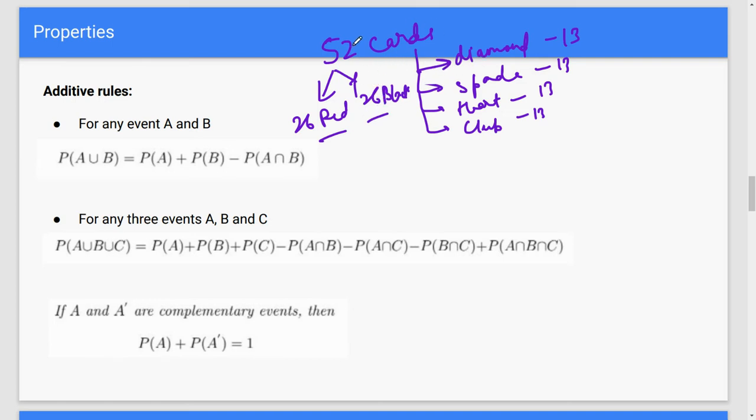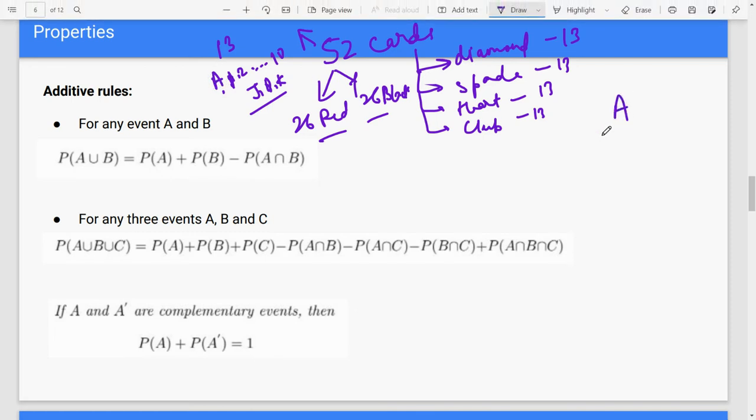In the total of 52 cards, there are 13 different types of card, starting from A, then 2 up to 10, then Jack, Queen, and King. Every card comes in four types: a diamond of A, a spade of A, a heart of A, and a club of A. So there are 52 cards, 26 red and 26 black. Each card is divided into four suits: diamond, spade, heart, and club, and that's how we get 13 cards of each type.